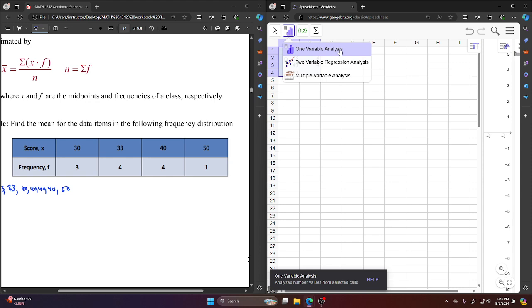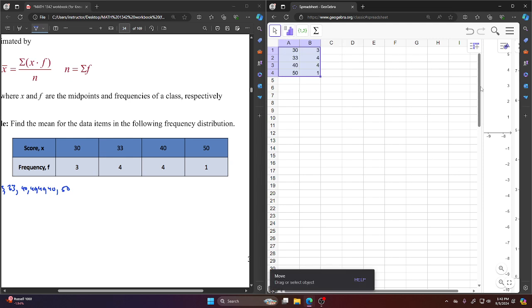But let's pause for a second. It looks like I should do 2, right? I got 2 columns. Shouldn't I click the 2 button? Well, that's not now. That's for later. That's actually chapter 12, we're going to do that in chapter 12. Cool? So as far as you know, we're always going to one variable analysis.